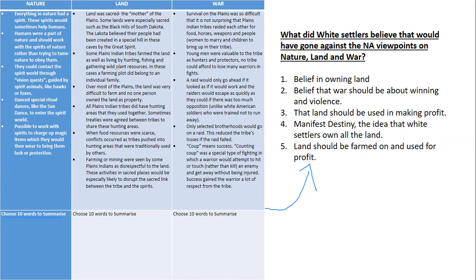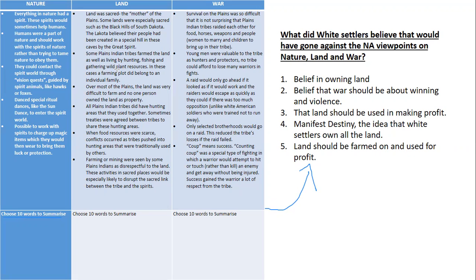You can contact the spirit world through vision quests, guided by spirit animals like hawks or foxes. You would dance special ritual dances like the sun dance to enter the spirit world. And you'd use the spirit world to charge up magic items, like charms, which you could wear to bring you protection during some of the most important times as a Native American. So mainly things like the buffalo hunt and sometimes warfare.